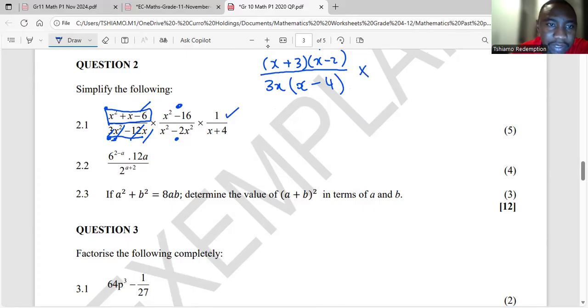Multiplied by, now we are on this part. This is a difference of 2 squares. So x, what is the square root of 16? x plus 4, x minus 4 over, take out a common factor here, which is x, then I'm left with x minus 2. Okay, times, okay, let me move this.